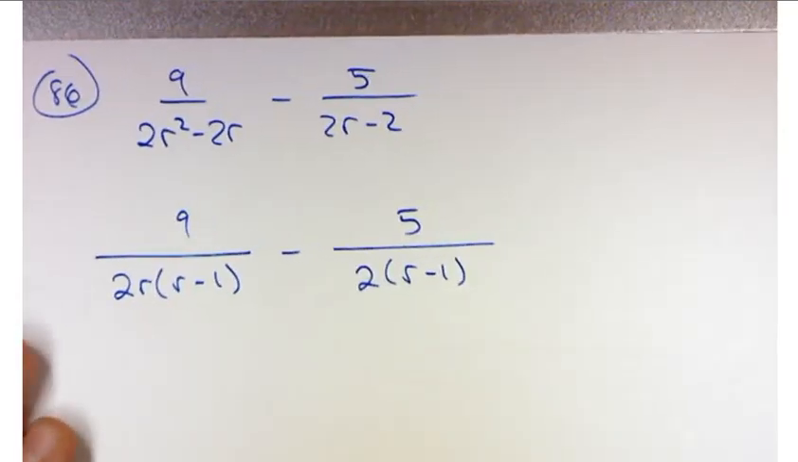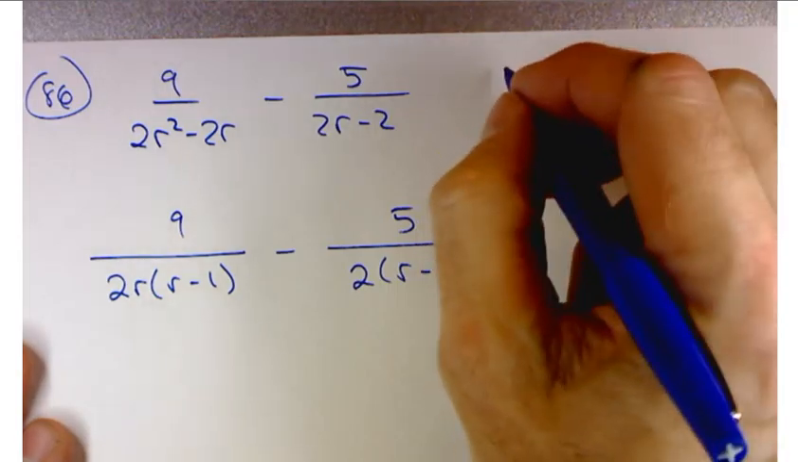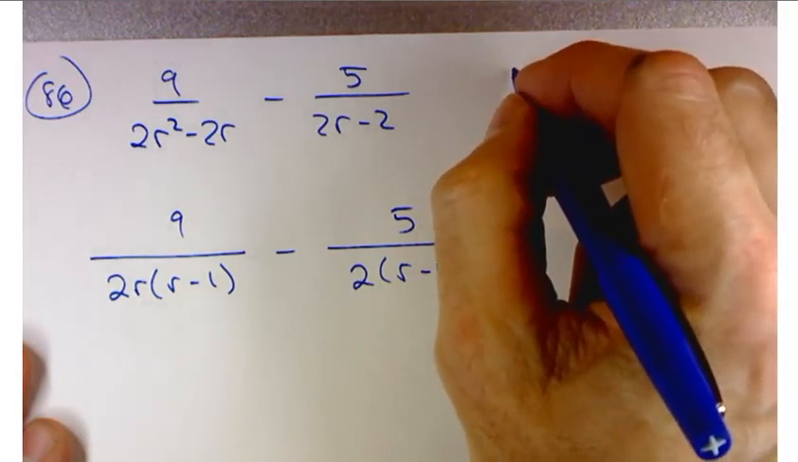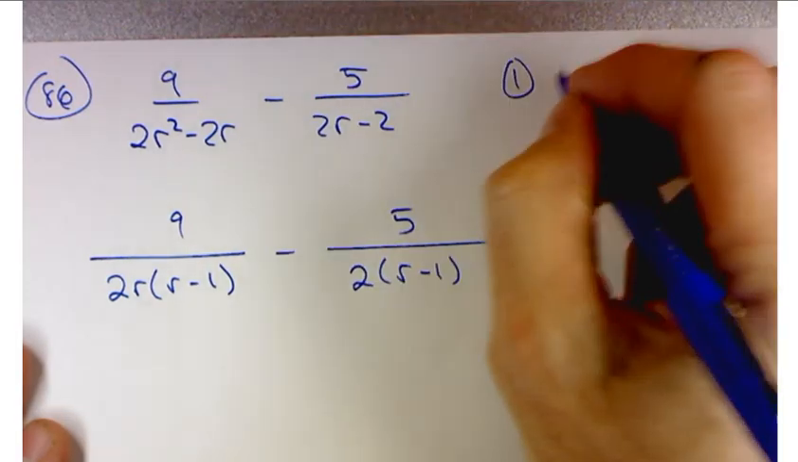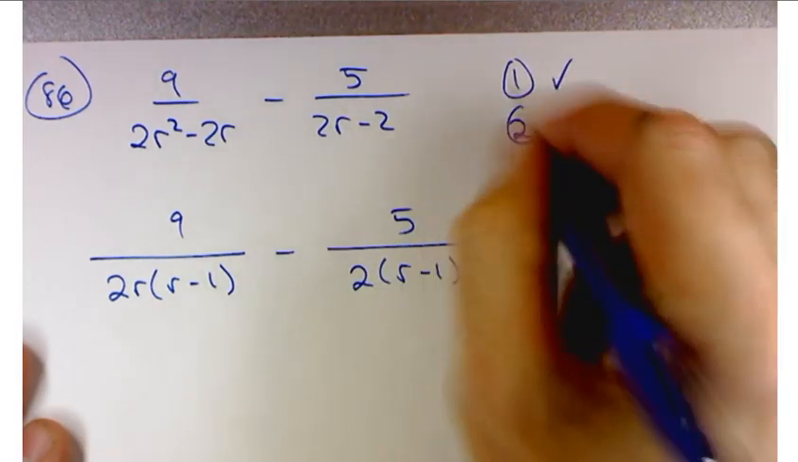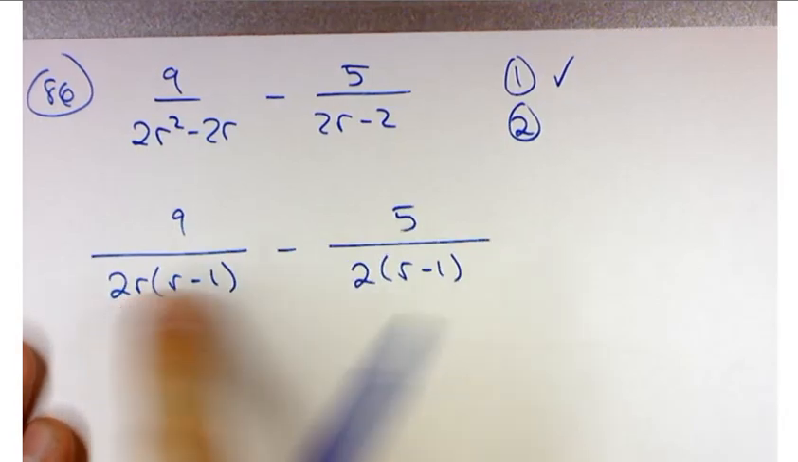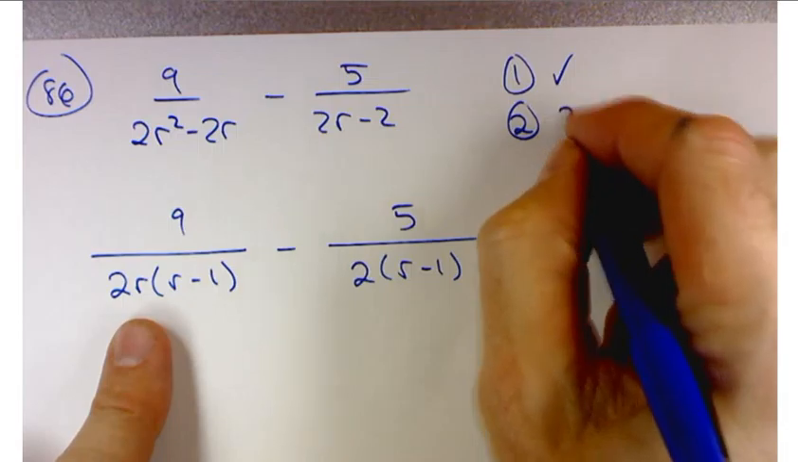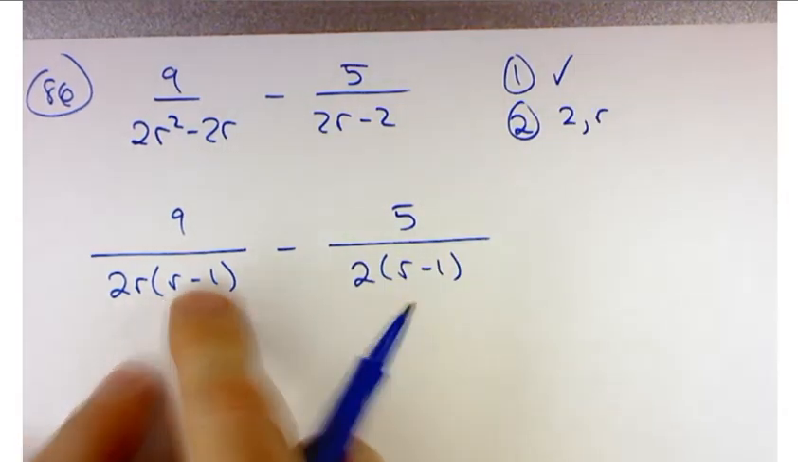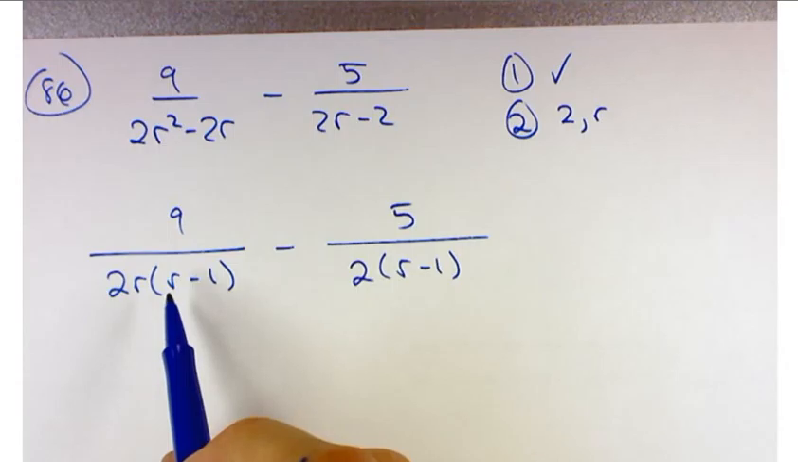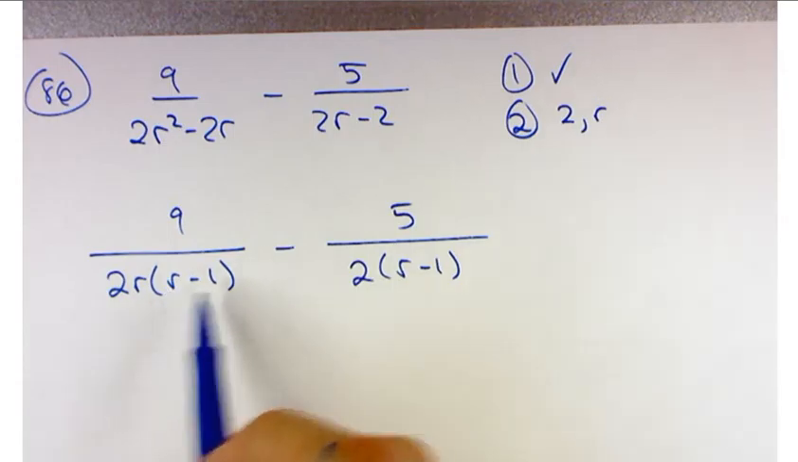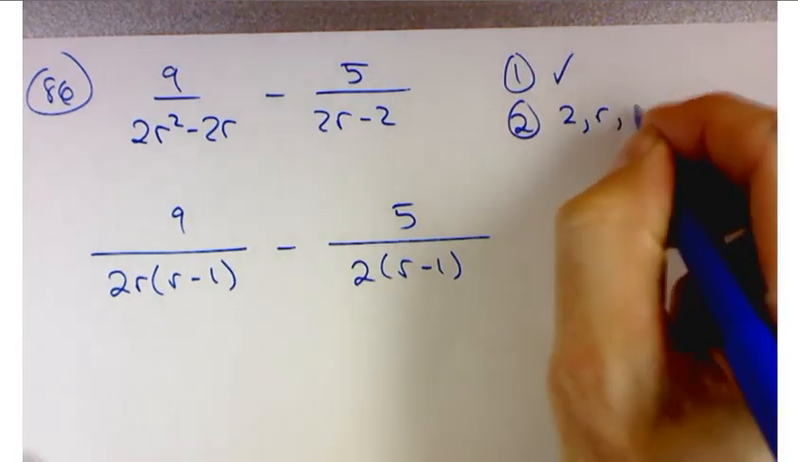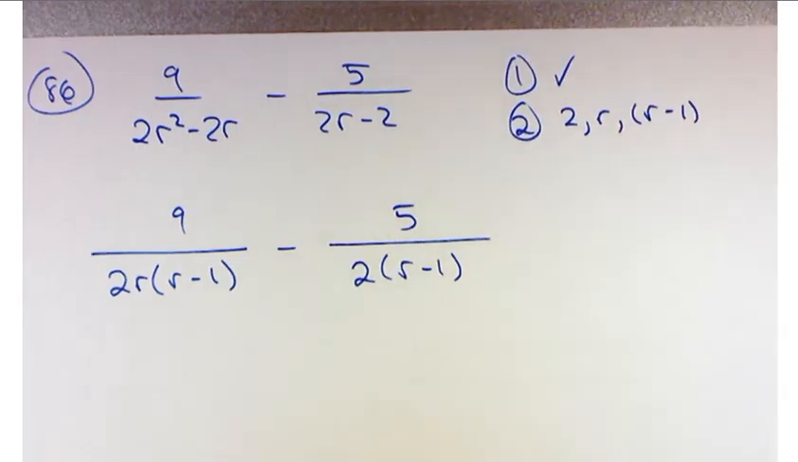So as far as my steps are concerned in terms of finding the lowest common denominator, I've got it factored. Next step is to list all the different factors that are here. Now, there's a 2, an r, and then this whole term. Don't break this up into another factor of r and then a factor of minus 1. It's the whole term. So, comma, r minus 1. Are we okay with our list of factors? Yeah, Kyle?